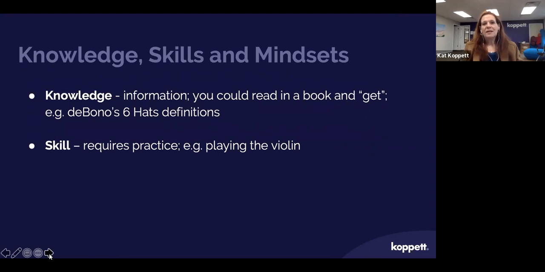Skill is something that requires practice, like playing the violin or running, right? So if it's a muscle, if it's a skill, it's something that you couldn't just read in a book and then be able to do, right? Listening is a skill. So you can read all the books in the world about being a good listener. It doesn't actually make you a better listener.